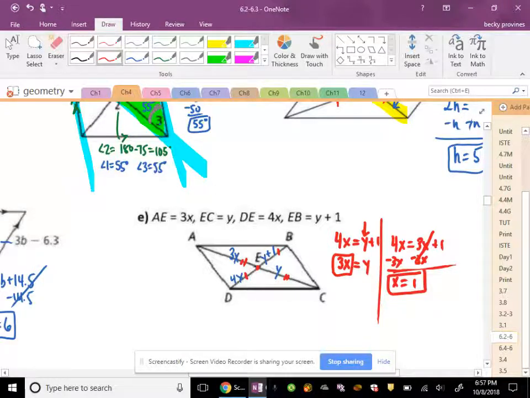Now we're not finished because we only know x. How do I find y? Okay, we're just going to plug it back in. So, you pick one. I'm just going to pick the bottom equation here. So 3 times 1 equals y. So 3 equals y. So there's my two values, x and y.